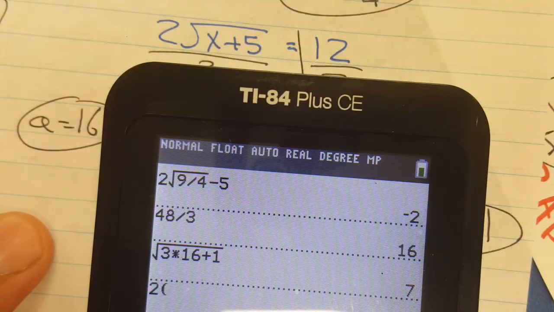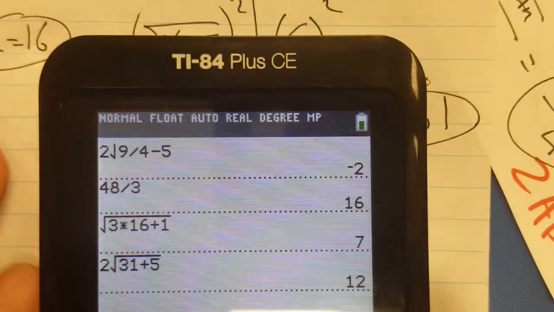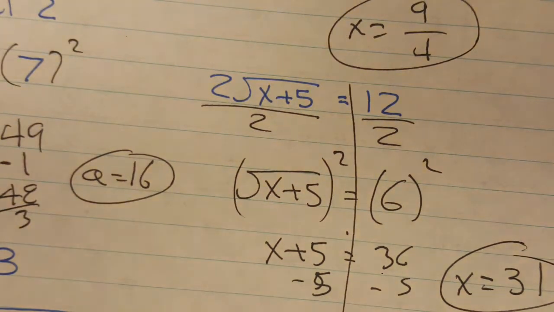2, square root symbol, 31 plus 5. Okay, mental math. That's 36. Square root of 36 is 6. 6 times 2 should give me 12. There we go, got them. 12 right there. So plug it back in and check. That's the level 2 situation.